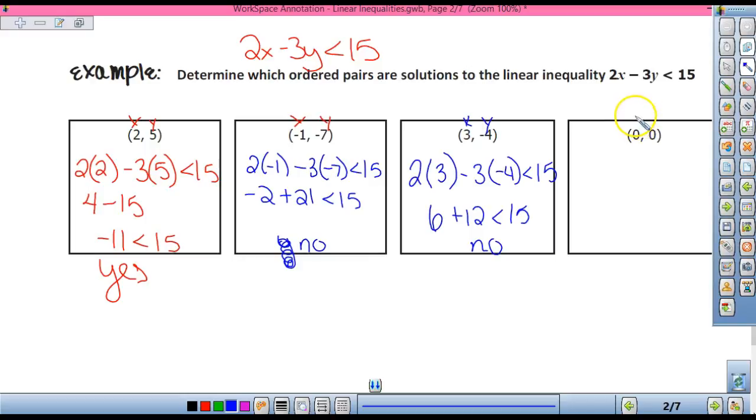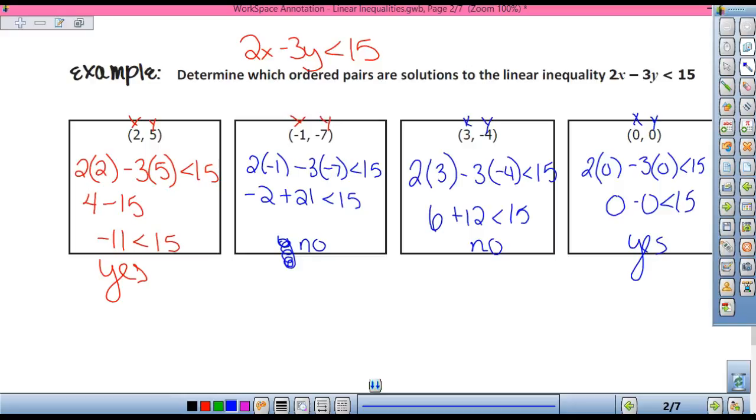Okay, we're going x, y of 0 and 0, so 2 times 0 minus 3 times 0 is less than 15. What's 2 times 0? 0 minus 0, less than 15? So that one is a yes.